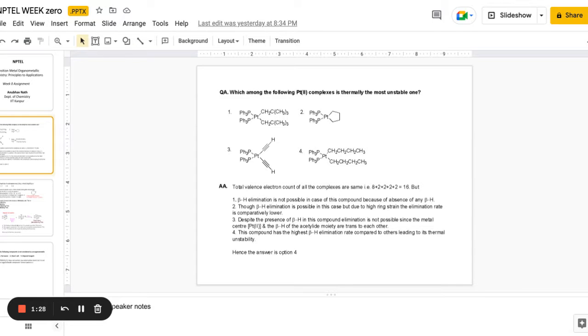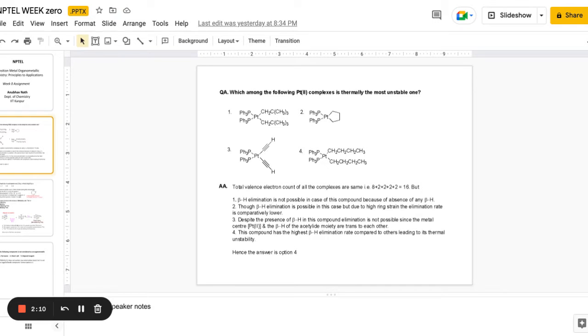In all the cases, the platinum(II) complexes have 16 electrons, because platinum(II) has 8 electrons, from the two ligand centers you are getting four electrons, and from the PPh3 ligands you are getting 4 electrons, so the total is 16 electrons. In the first case, beta hydride elimination is not possible because there is no hydrogen on the beta carbon, so the first compound is a little bit stable. But in the second case, beta hydrogens are present, two beta hydrogens for the platinum atom. But since there is ring strain in the cyclometallated ring, the elimination rate is comparatively lower.